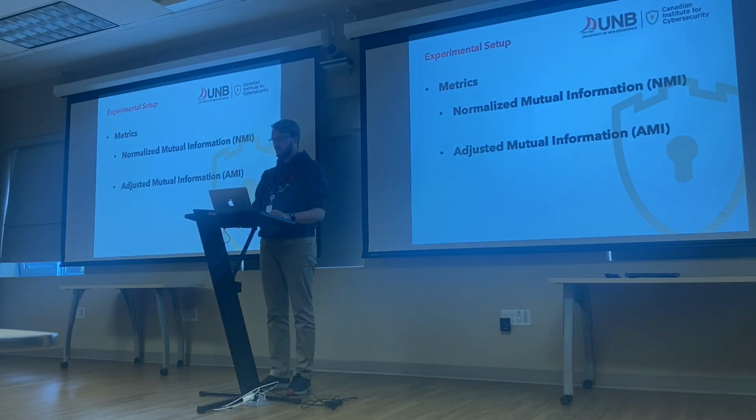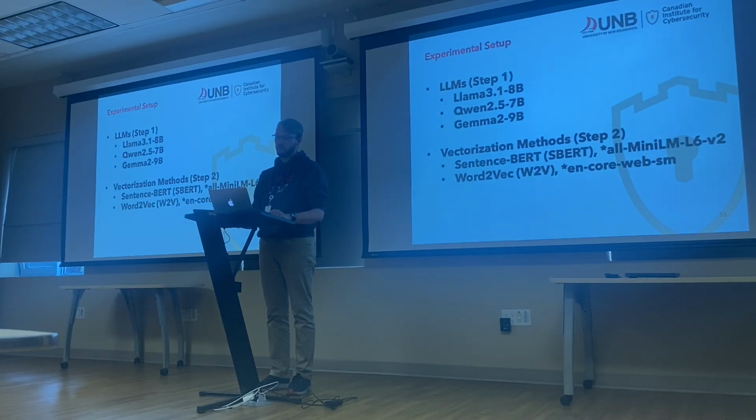Some of the metrics they use are the normalized mutual information and adjusted mutual information, so that they can actually talk about how well a given model might be clustering these events together in very high dimensional space or hyperbolic space. The models they use for doing the summarization come from the Llama, so they might be using Llama 3, Qwen 2.5, Gemma 2 with varying parameter counts.